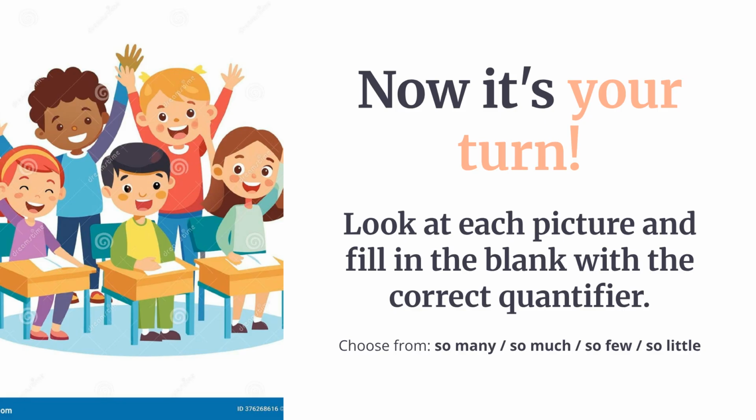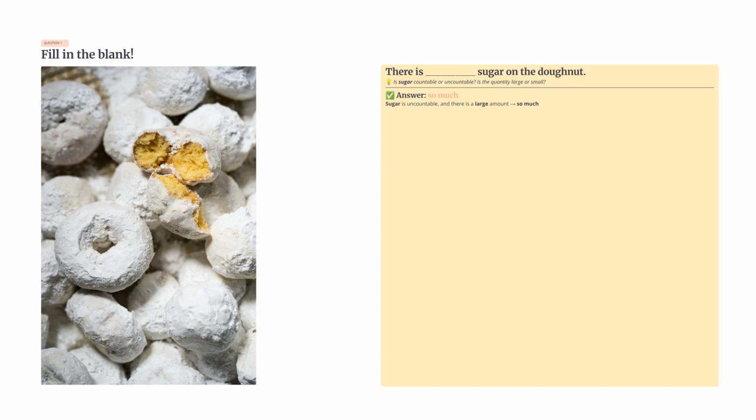Now it's your turn. Look at each picture and fill in the blank with the correct quantifier. Choose from so many, so much, so few, or so little. Look at question 1. Complete the sentence. There is blank sugar on the donut. Ask yourself, is sugar countable or uncountable? And is the quantity large or small? The answer is so much, because sugar is uncountable and there is a large amount. The full sentence is, there is so much sugar on the donut.